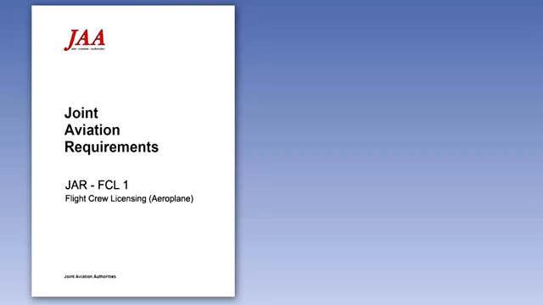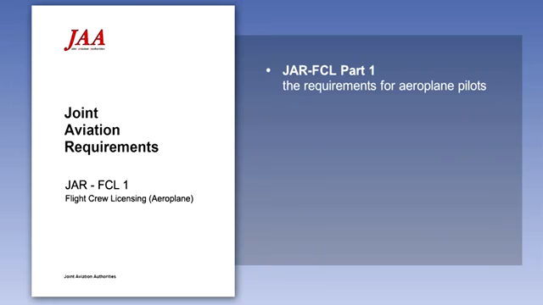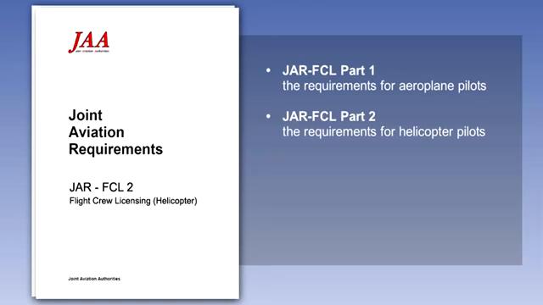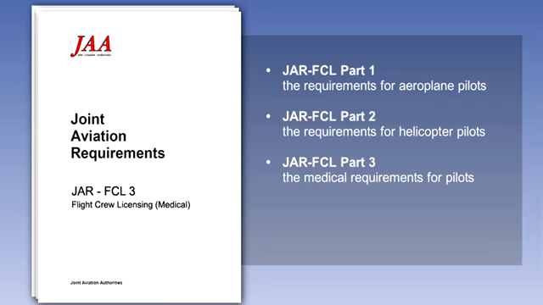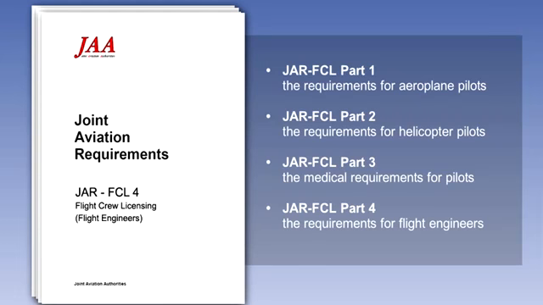The Joint Aviation Requirements, Flight Crew Licensing document is divided into 4 parts. Part 1, the requirements for aeroplane pilots. Part 2, the requirements for helicopter pilots. Part 3, the medical requirements for pilots. Part 4, the requirements for flight engineers.